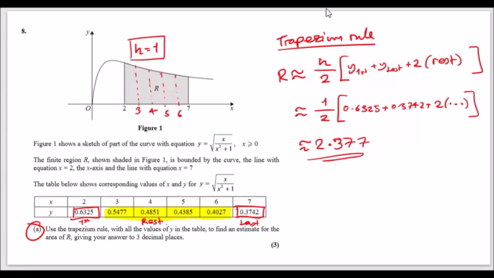Now h is literally the width of the bars, because when we chop this up, we're trying to make many different trapeziums. We can see that the difference in width between each vertical height is 1, so it's like a sequence of ones. So we just put h over 2, so it'll be 1 over 2 times the relevant values from the table. y first is going to be 0.6325, and y last is going to be 0.3742. Plug it in and you should get 2.377. Easy. Very easy stuff. Okay, next one.